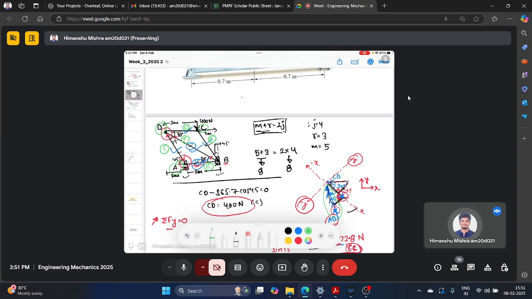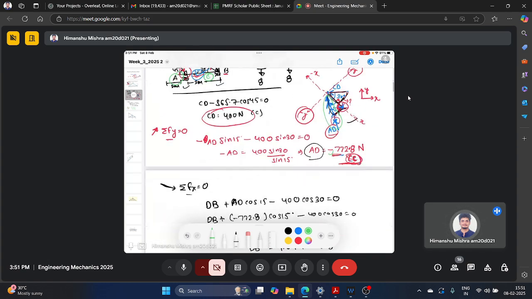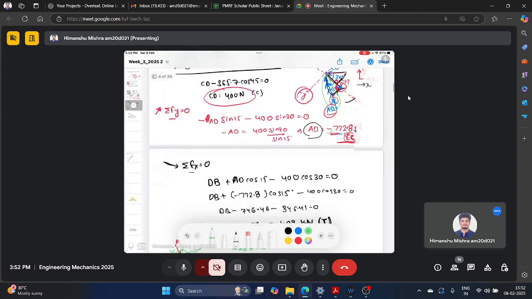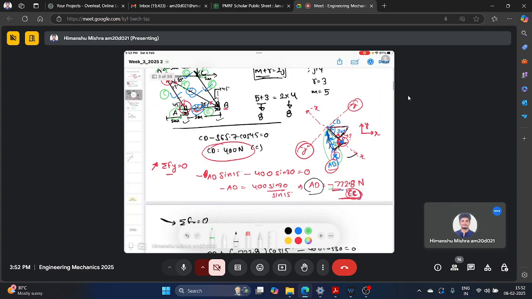So even though it is a little time taking, you can see since we already learned about equilibrium, how to use the concept of equilibrium, it is easy to understand. So any doubt in this problem?